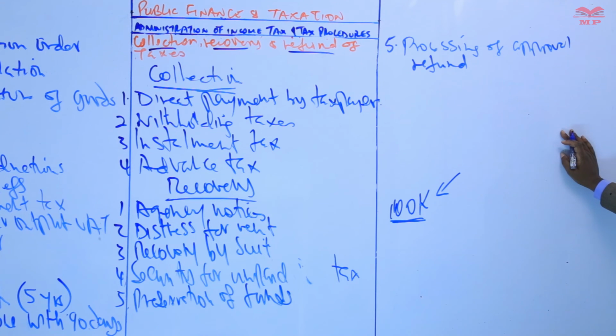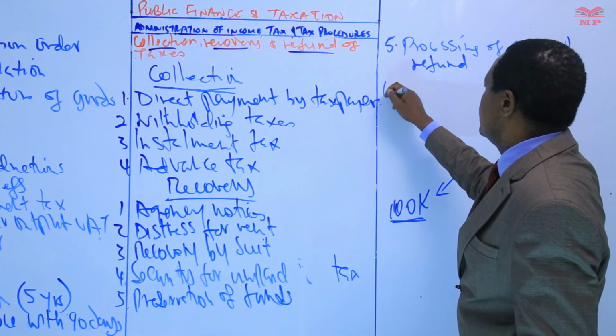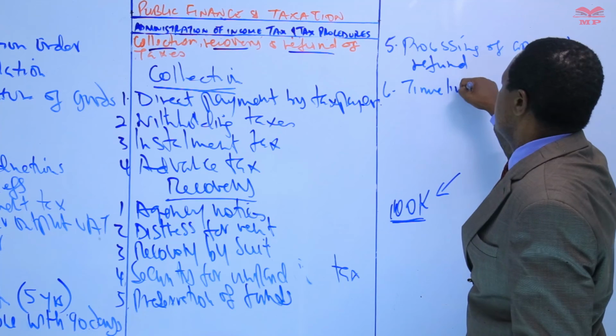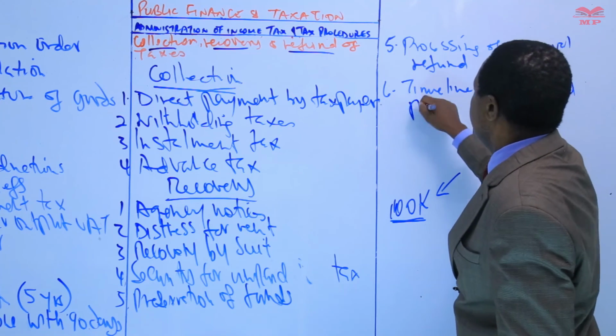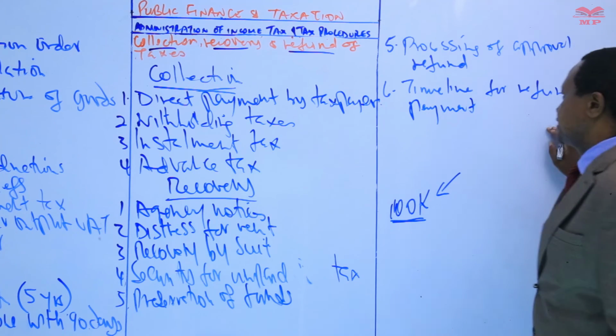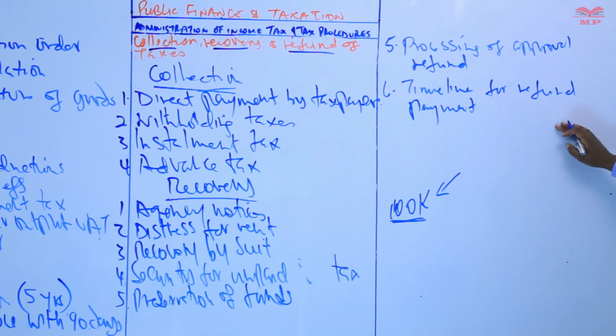Is there any timeline for refund payment? Yes, KRA is required to refund the approved amount after offsetting any debts to the taxpayer within a specified period, usually within 2 years from the date of the refund application. Failure by KRA to refund within the stipulated time may attract interest.